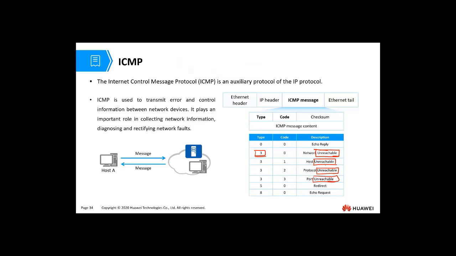So, different codes tell us what exactly is not reachable. Is it the network? Is it the host? Is it the protocol? Is it the port? Now, normally in your Windows, you'll find destination network unreachable, destination host unreachable, protocol unreachable. You'll see something like that, but at the lower level, they are the types and the codes of ICMP.